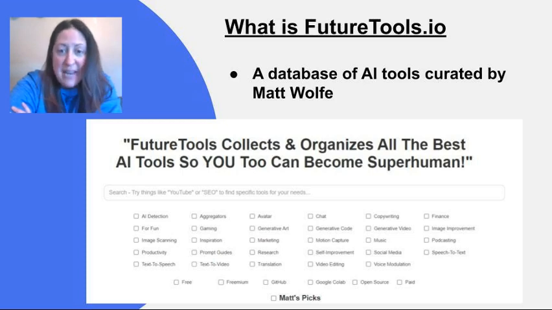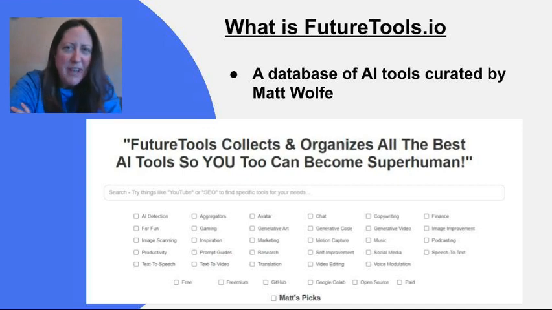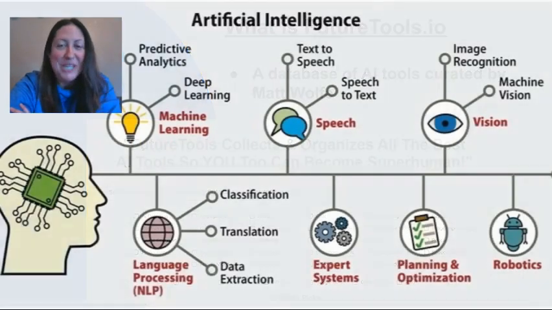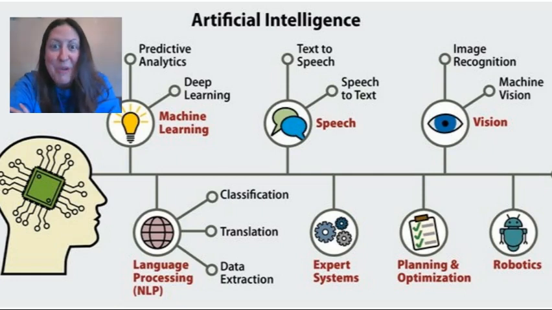FutureTools.io is a database that's curated using new AI tools, which is updated all the time. This database has the ability to filter for different types of applications you want to try out or explore and learn about. It really captures the whole diversity rainbow of AI tools. This specific site, futuretools.io, is curated by Matt Wolf.